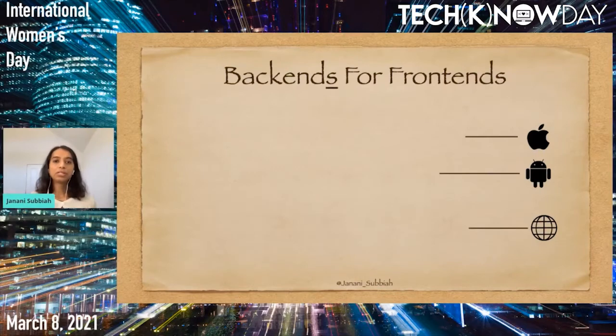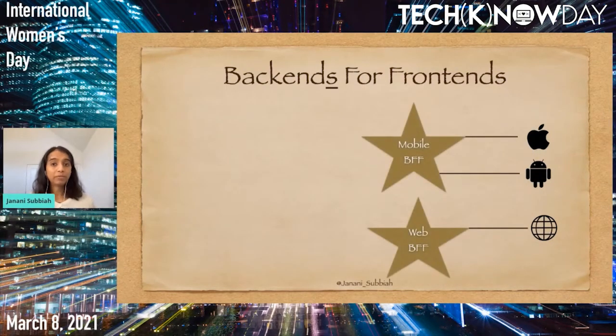So let's first look at backends for frontends. And as the name suggests, we're going to have multiple backends here. As an example, I've picked, say, an iPhone, an Android phone, and the web. So when we say backends for frontends, we're going to have two different types of BFFs. We could have a mobile BFF that is responsible for serving requests from the mobile applications. And we could have a web BFF that takes care of serving all requests originating in the web application.